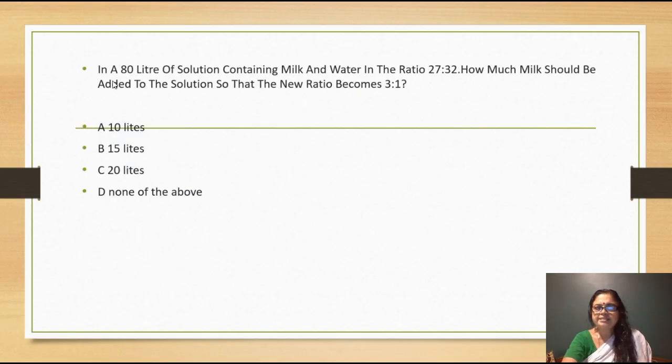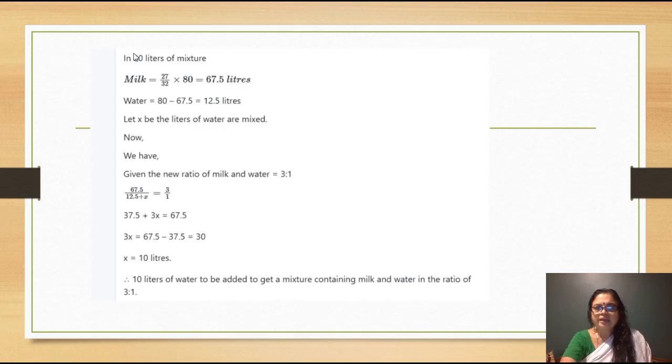Now next question, an 80 liter solution contains milk and water in the ratio 27 is to 32. How much milk should be added so that the new ratio becomes 3 is to 1? You have 4 options given. So if you have an 80 liter mixture and the ratio of milk to water is 27 by 32, 27 by 32 into 80 will be the milk value, that is 67.5. So water will be 80 minus 67.5, which will be 12.5 liters.